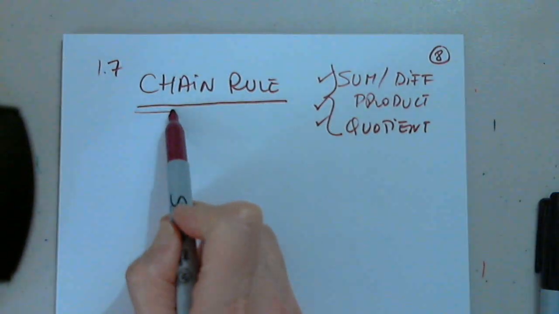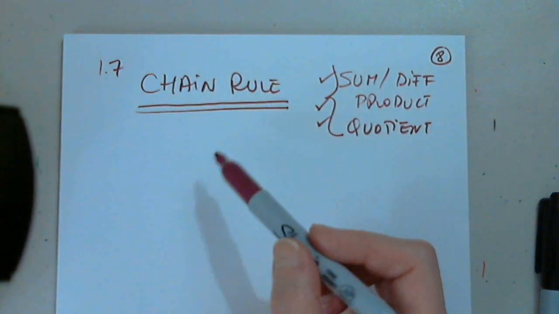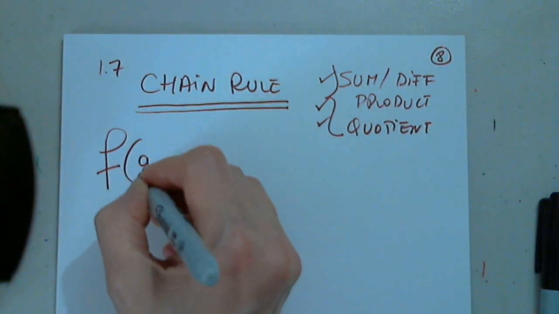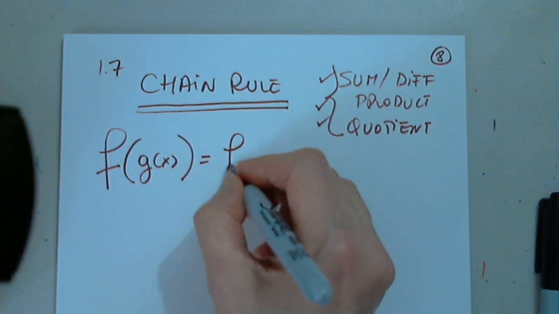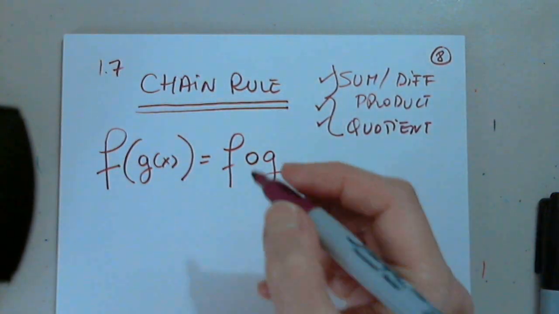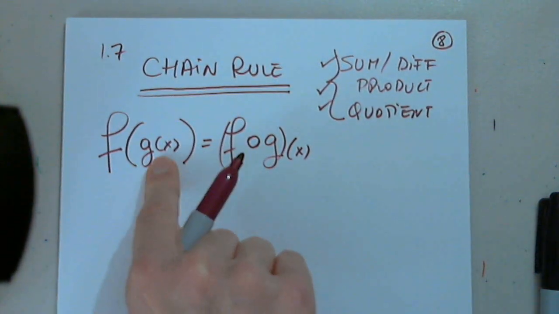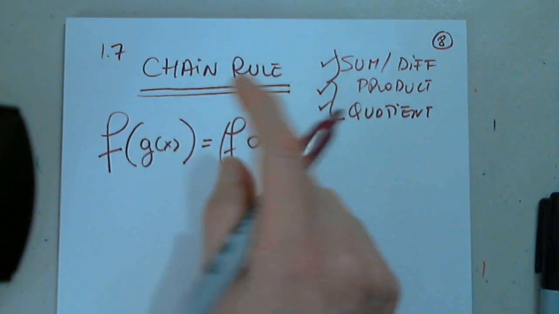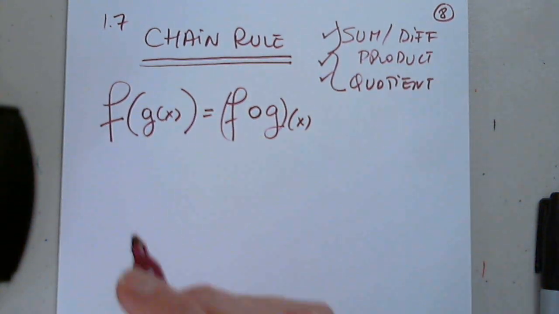But now what is this? Well, this is a rule for a function that has another function inside it. So if you remember from college algebra, this is written f comp g, the composite of f and g. So if I have a function inside another function, I have to use the chain rule. I cannot use any of these. So let me give you a simple example.